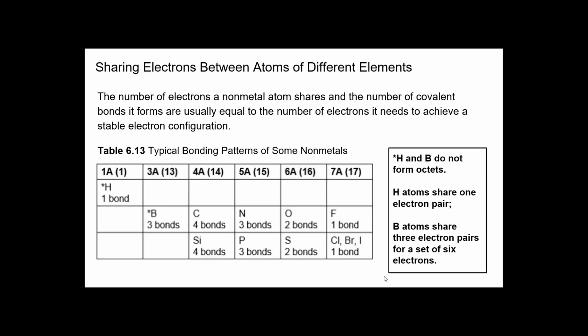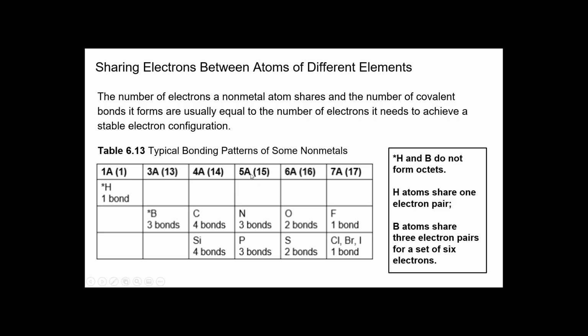Okay, so sharing electrons between atoms of different elements. The number of electrons a nonmetal shares and the number of covalent bonds it forms are usually equal to the number of electrons it needs. This is not always the case, and you'll find that out later. But for now, this is how we're going to learn this. So if you look at group 1, hydrogen is listed in group 1. It has 1 bond. Boron is in 3A. It has 3 bonds, and does not meet octets, and I'll cover that right now. 4A has 4 bonds for carbon, and silicon has 4 bonds.